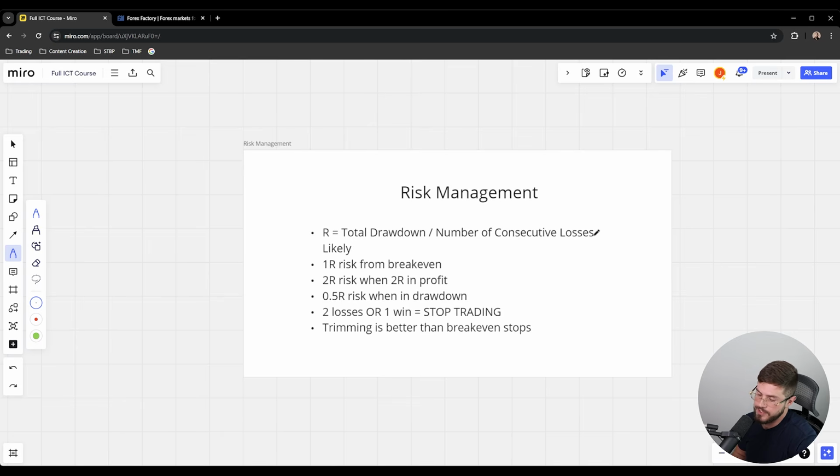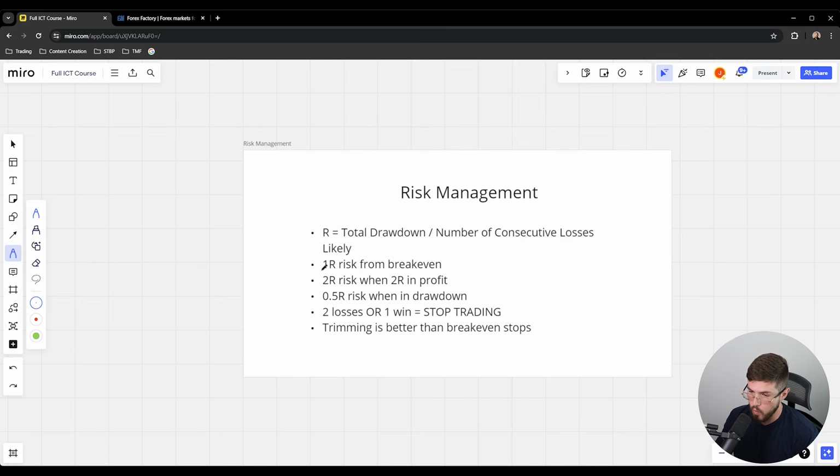You don't have a business, and you're just a gambler, okay? So you need to understand what is the likelihood that you're going to have 10 losses in a row. Well, if 10 losses in a row is something that can happen to you, you want to take the drawdown that your prop firm has allowed you, or the drawdown that you are willing to incur on your personal account, and you want to divide that by 10 losses, okay? That is your R. That's what you risk per trade.